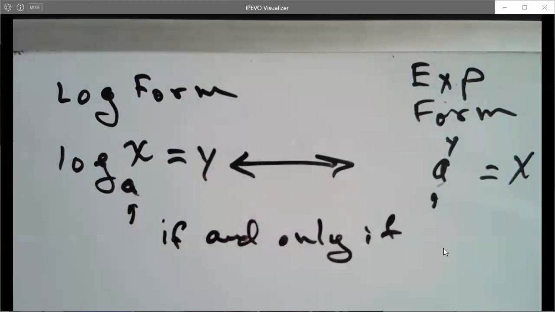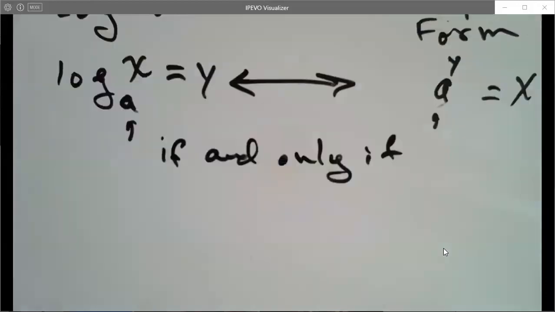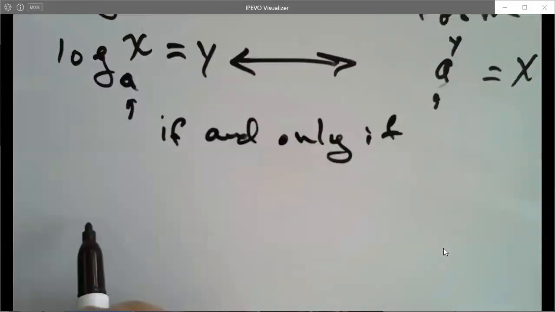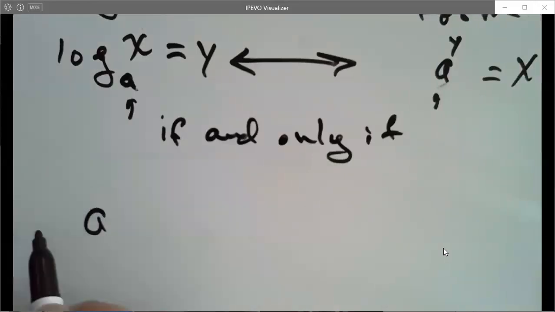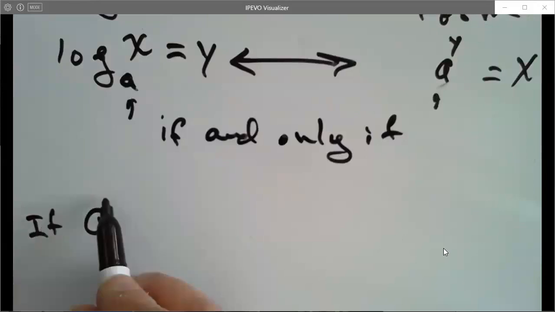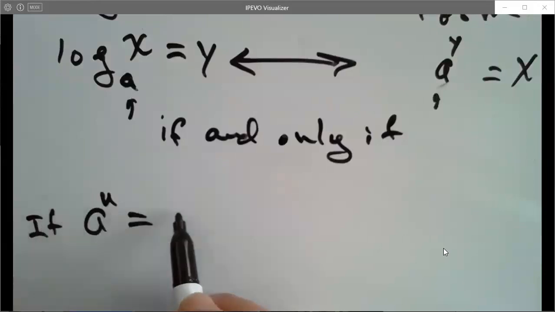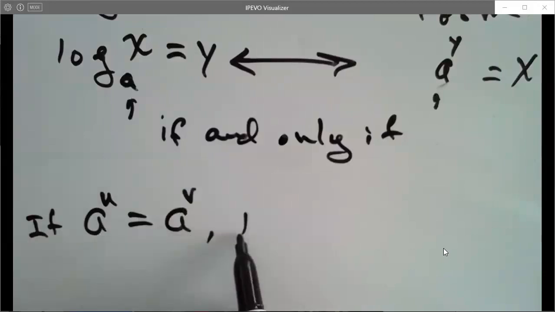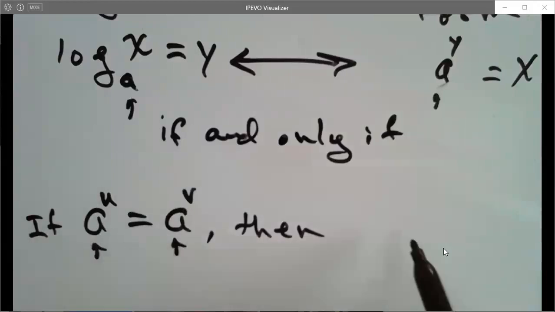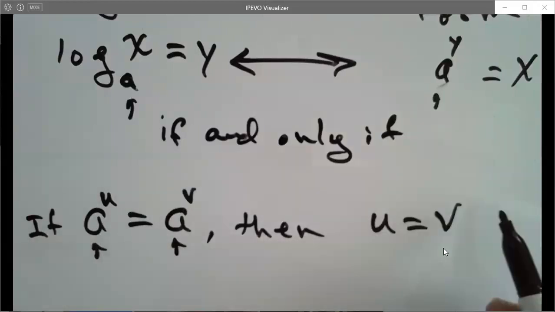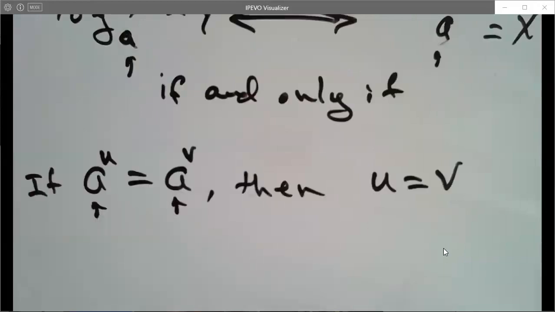All right, now another thing that we said before with properties of exponents is that if a to the u equals a to the v power, and the bases are the same, then we can set the exponents equal to each other. Okay? That was a property of exponents that we did.